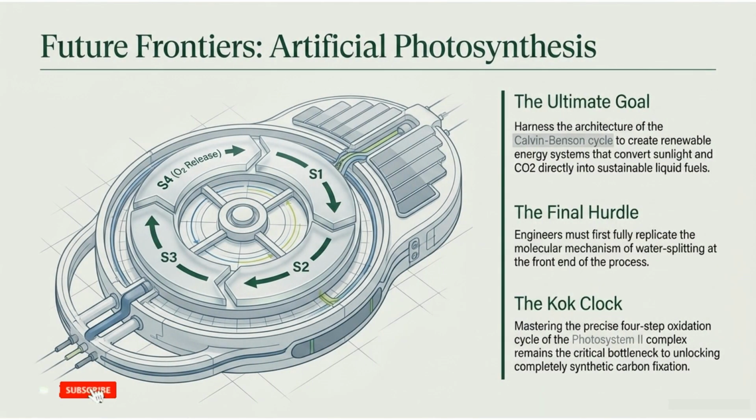The final frontier is artificial photosynthesis, harnessing the Calvin cycle architecture to convert sunlight and CO2 directly into sustainable liquid fuels. The critical bottleneck remains the front end. Engineers must fully replicate the precise four-step oxidation cycle of the photosystem II complex, the Kok clock, to unlock synthetic carbon fixation.